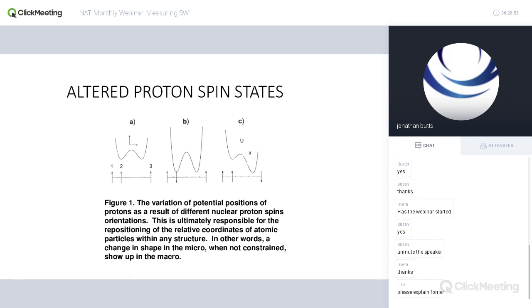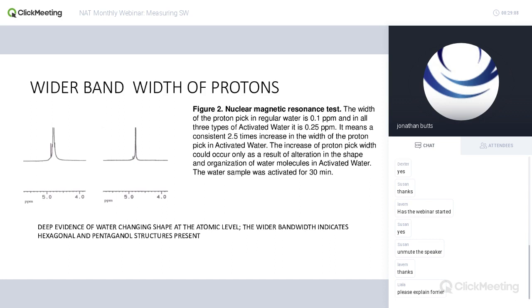How does the water change shape? Well, the best the theories go now is the spin rates change, which changes their positioning and organization with each other. And that shows up in NMR work. And then here we see proton bandwidth. It's worked by a Russian scientist. And we see a wider bandwidth with what they call activated water.